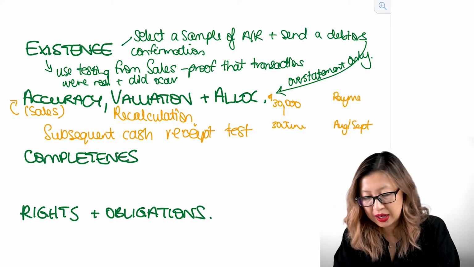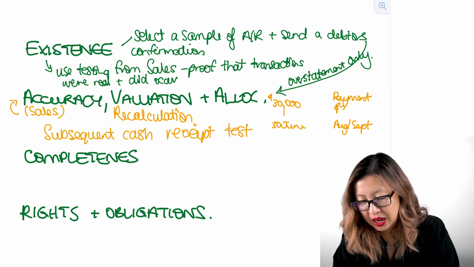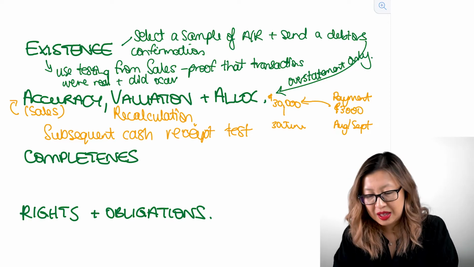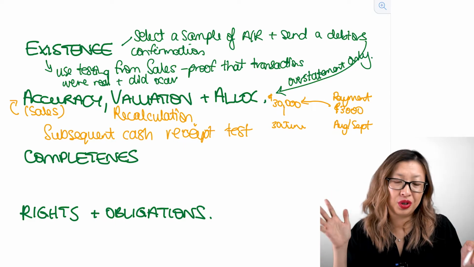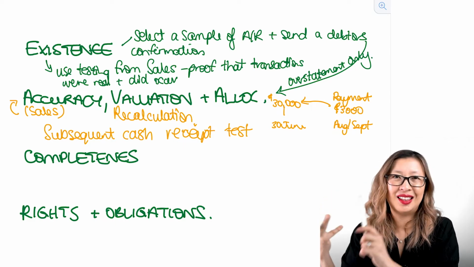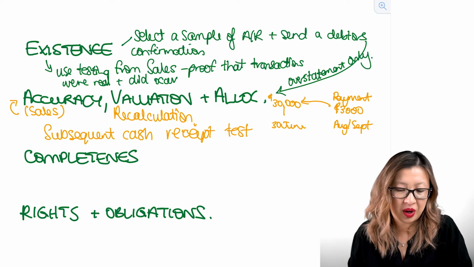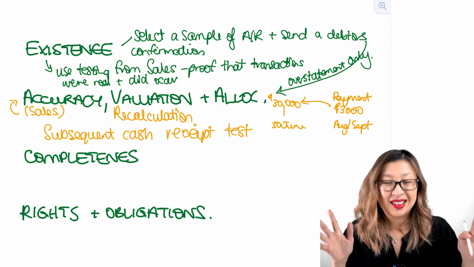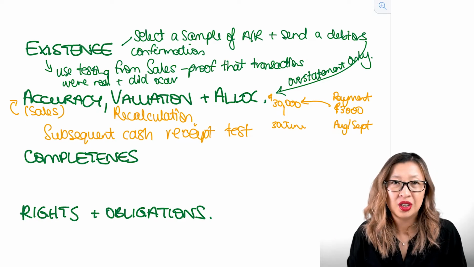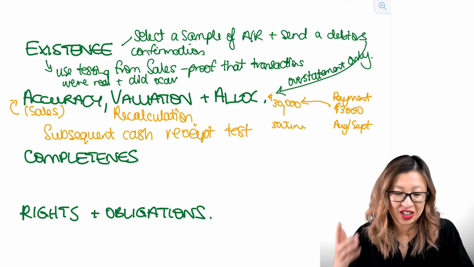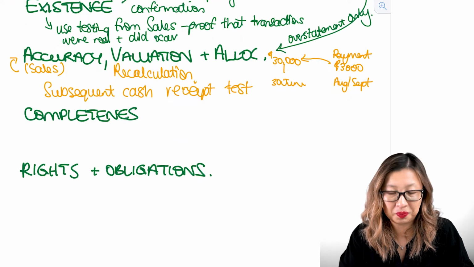If I can find a payment in the bank transactions for 30,000, that matches back to this transaction over here, I can say, yep, I've got proof that the accounts receivable existed and this is the correct amount. I've tested the valuation assertion. So I can use this subsequent cash receipt test, this is a really important name to learn, to actually check valuation and to check existence as well.